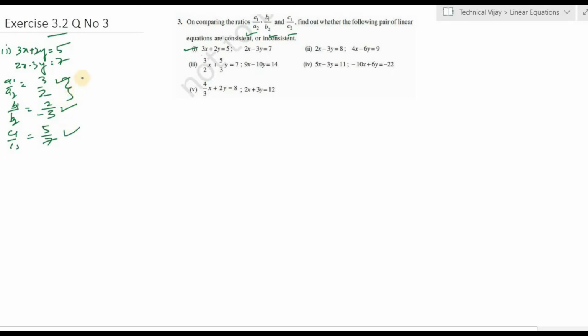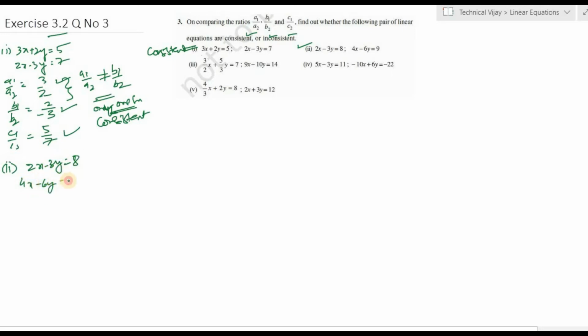So first, by considering these two, A1 by A2 is not equal to B1 by B2. So it has got only one solution, and also we are interested only in consistent or non consistent. This is consistent. So we will see the second portion, that is 2x minus 3y is equal to 8, 4x minus 6y is equal to 9.